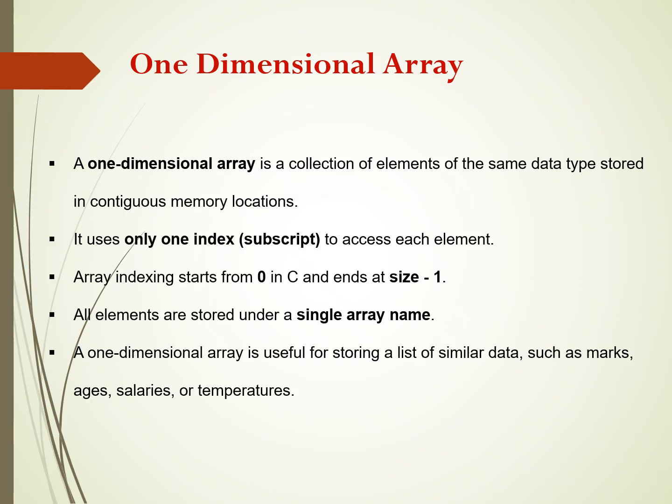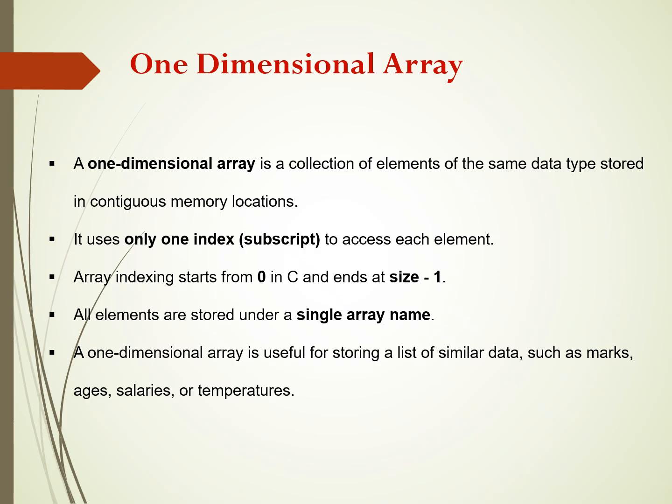Another important point is that all elements are stored under a single array name. For example, if the array name is marks, then the individual elements can be accessed by writing marks[0], marks[1], marks[2], and so on. This makes it much easier to store and manage multiple values without creating separate variables. A one-dimensional array is commonly used to store a list of similar data such as student marks, employee age, monthly salary, daily temperature, or any collection of values that belong to the same category.